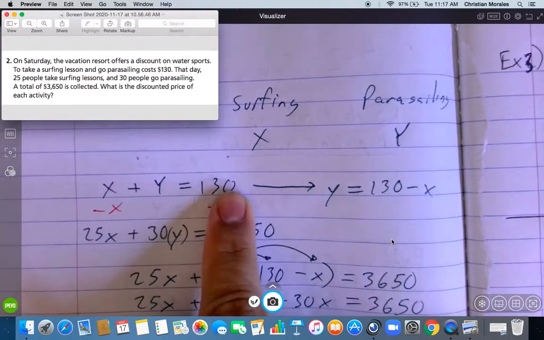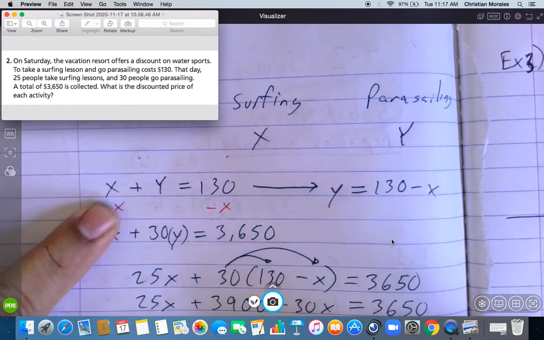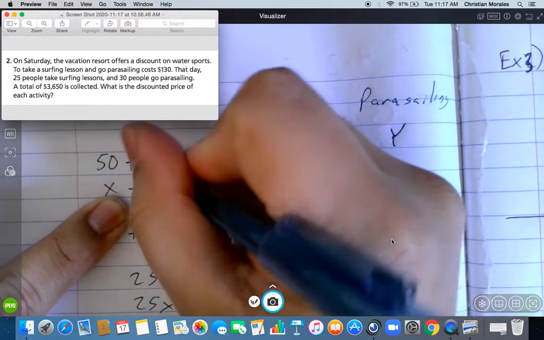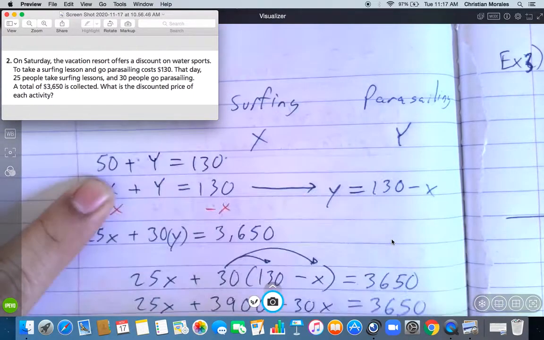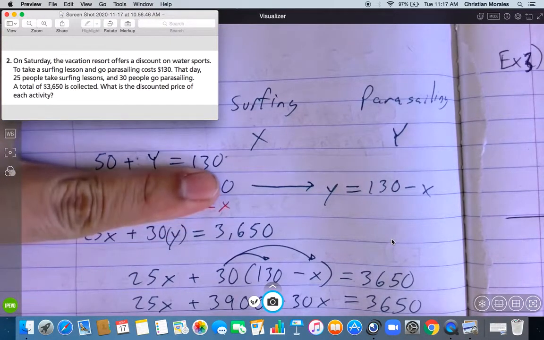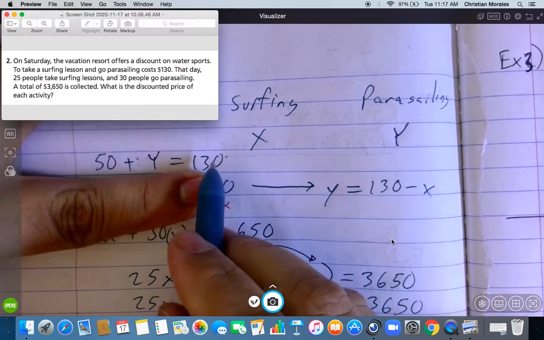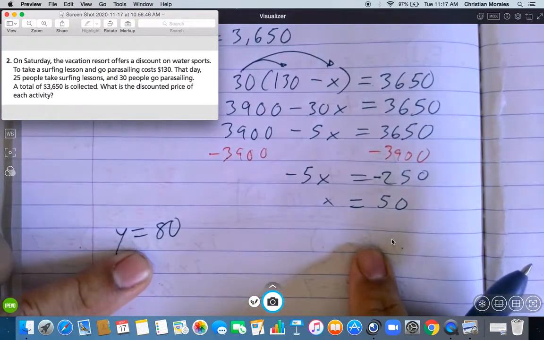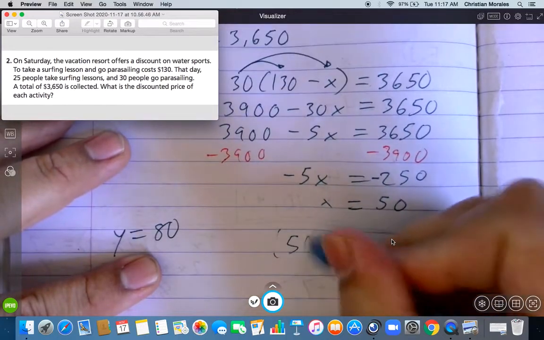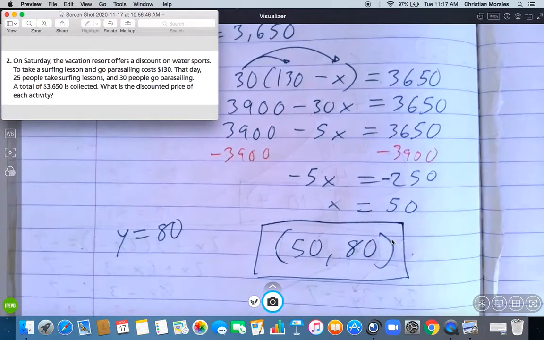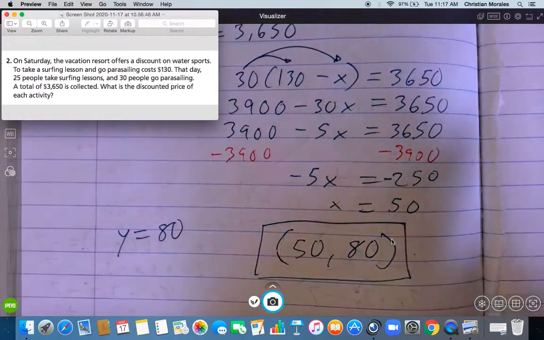Remember all this? Oh, wait a minute. Let's plug it in because we got to find out this price. So if surfing is 50 bucks, how much is parasailing? Well, solve for y. Guys, how would we solve for y? Cancel out 50. Cancel out 50. Y is going to be $80. So my prices would look like this. Substitution.